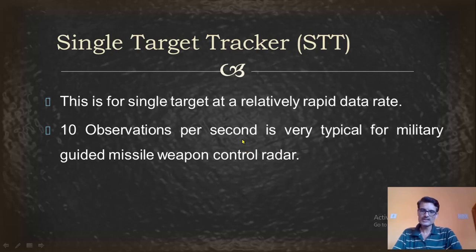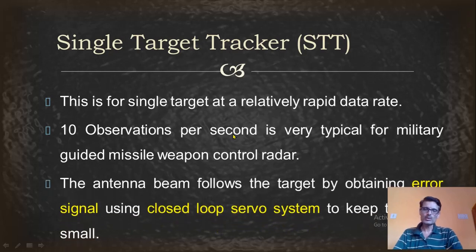For tracking purposes accurately, 10 observations per second are required of the target. Now, the antenna technique, what exactly these tracking radars, single target or maybe multiple target, use is they somehow find out the error signal. Now, how to find that error signal using the antenna beam or radiation pattern, we will see that. I'll explain that a bit later.